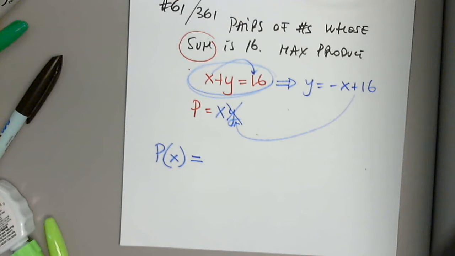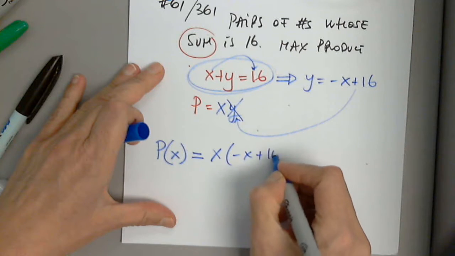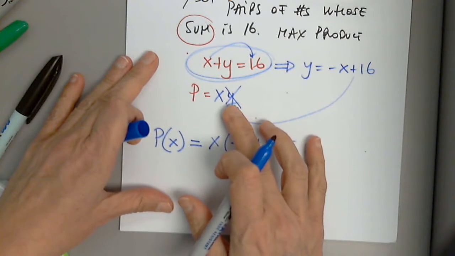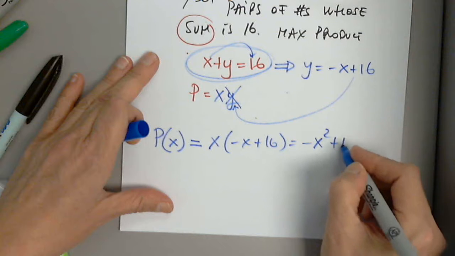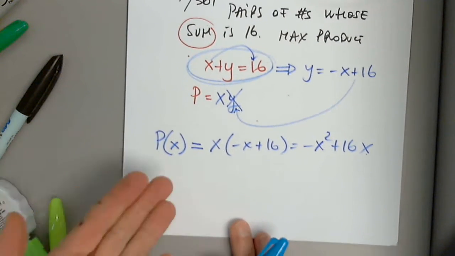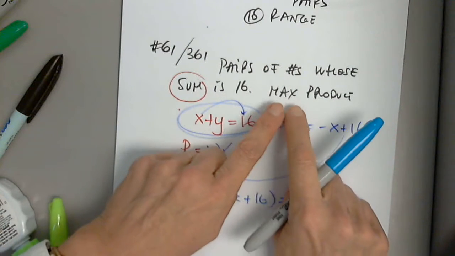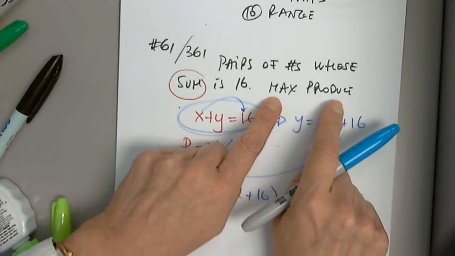So what function? Can anyone give us the function of x that represents the product? Yes, so let's write it first. Perfect. Let's write it first by replacing y and then distributing: negative x squared plus 16x. Perfect. So then, now I see that I have a function that is what type? Quadratic. I know now that I'm asked to find the maximum of this function.